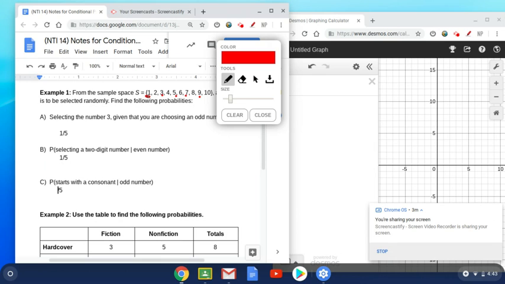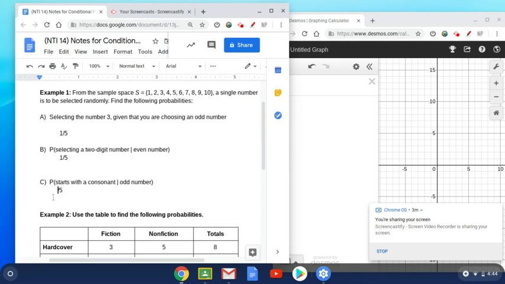Well, 1 starts with an O, that's a vowel, so that doesn't count. 3 starts with a T, that's a consonant. 5 starts with an F, that's a consonant. 7 starts with an S, that's a consonant. 9 starts with an N, that's a consonant. So out of those 5, 4 of them start with a consonant. So the probability of choosing a number that starts with a consonant, given that it's odd, is 4 out of 5.